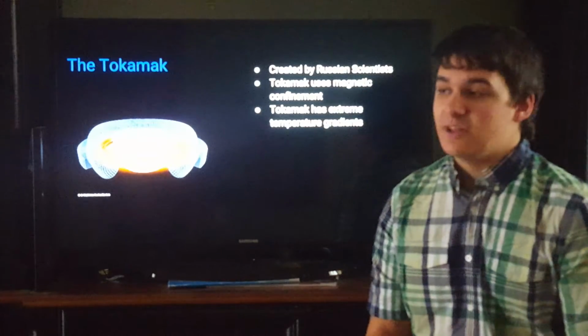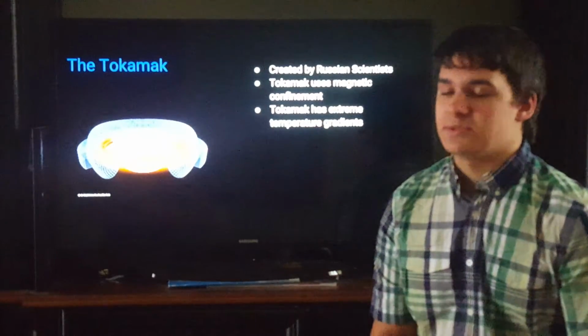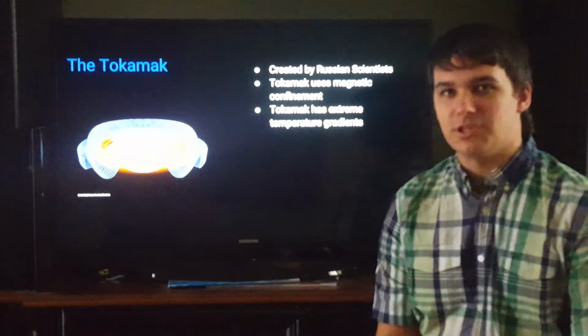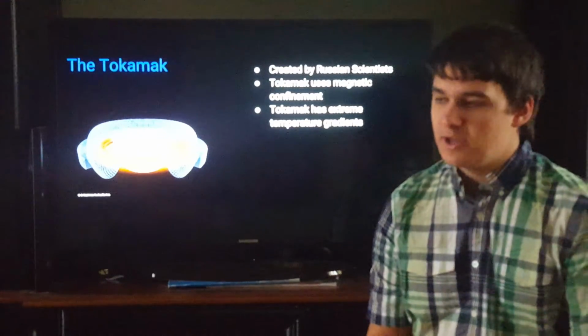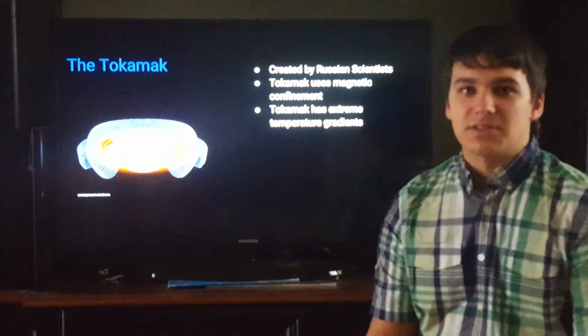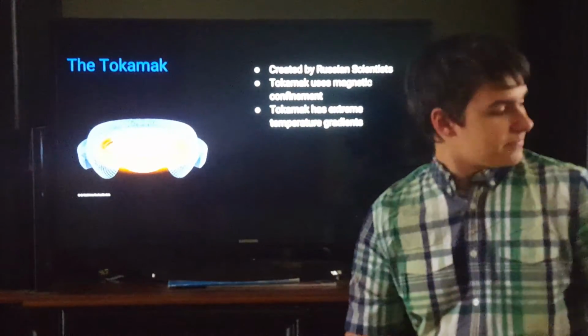But along with a lot of other things, the tokamak has a few problems. The biggest one is the extreme temperature gradients. The magnets have to be cooled to close to absolute zero, but the fusion process itself is thousands upon thousands of degrees Celsius.